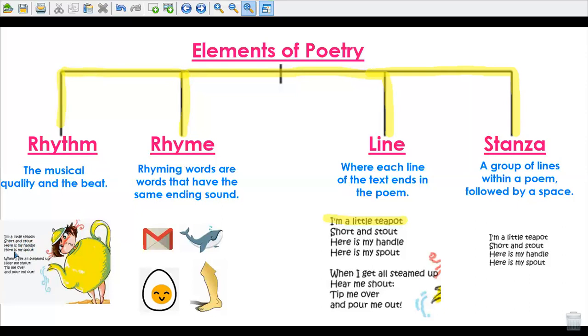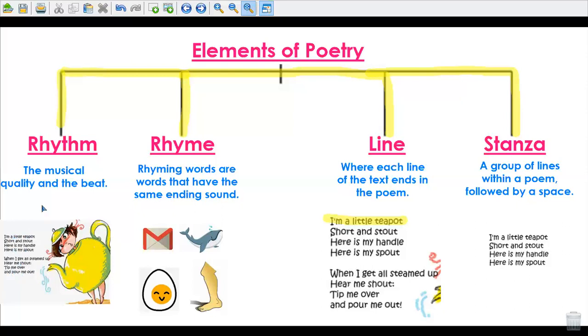Here is my handle, here is my spout. You notice that there is definitely a rhythm there and that there was a beat. Those all went together and they flowed very nicely together. There's also some other things that we're going to come over here and notice in a minute. It says, when I get all steamed up, hear me shout, tip me over and pour me out.